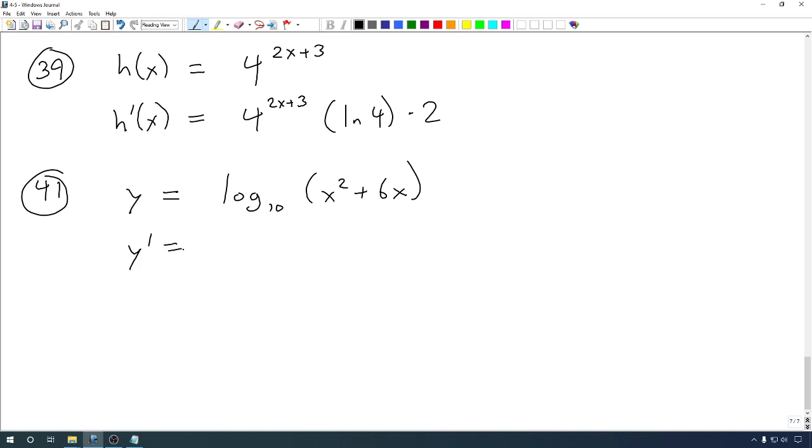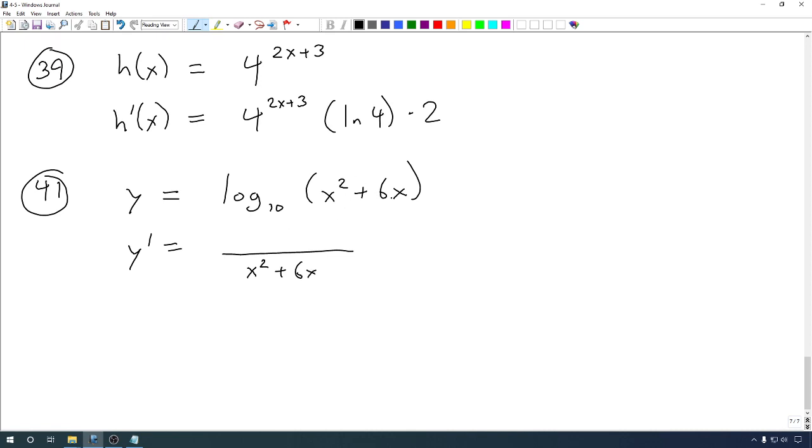Alright, but we're wanting to differentiate this thing, and we're going to do it by just using our formulas. Remember, when we have a logarithm based something else, we're going to basically treat this as if we were dealing with an ln of this. So we're going to have this function on the bottom, and then the derivative of this function on the top.